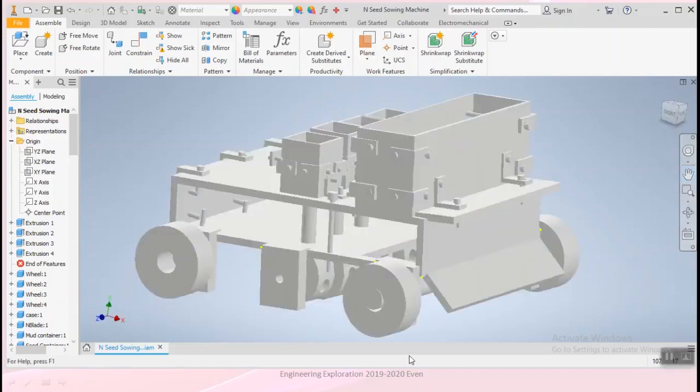Now let me explain the working of our machine. When the machine is kept on the seedling tray, before switching on, the user has to remove the base of the mud container so that all the mud falls on the tray. Next, the seed containers have to be loaded and then the machine should be switched on. Now all 3 motors start rotating and the machine starts moving.